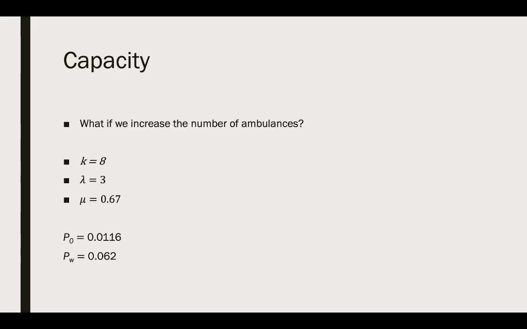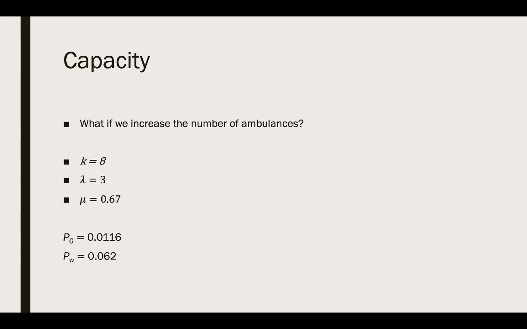So, what if we increase the number of ambulances? So we went from 5 to 8. We still have a lambda of 3. Average number of calls is staying the same. We're just increasing the number of ambulances. Our mu at 0.67. Our average runtime is still the same. Average total call time is still the same. All we're doing is increasing the number of ambulances, and that increases my P0, the probability that all of my units will be available during that time.